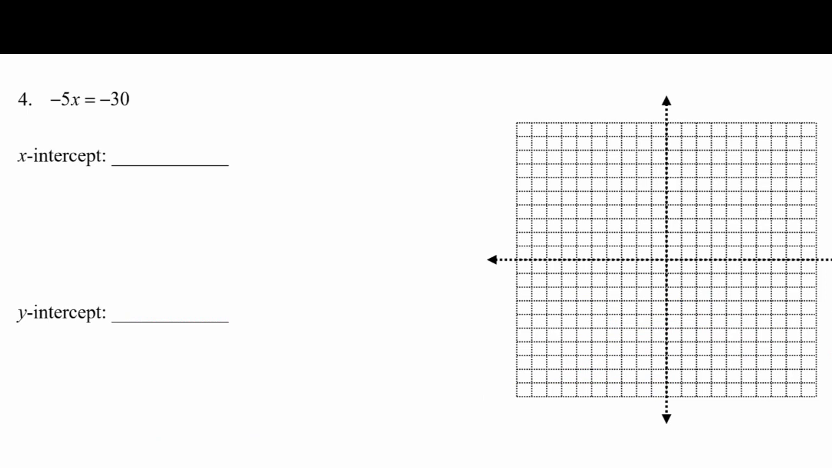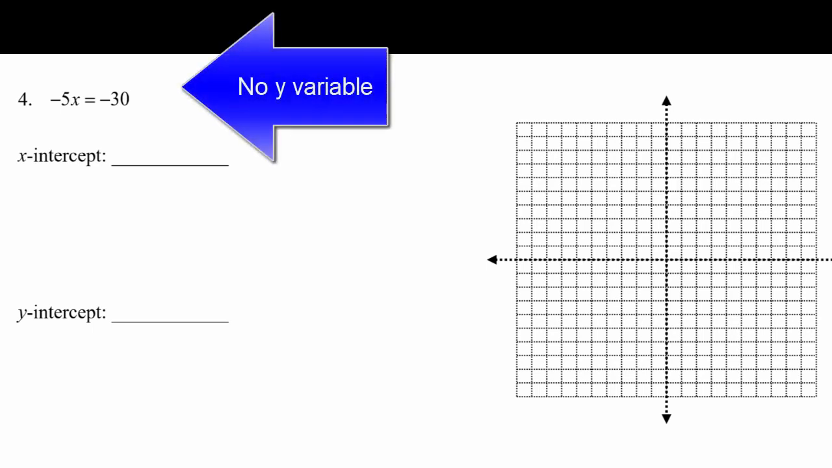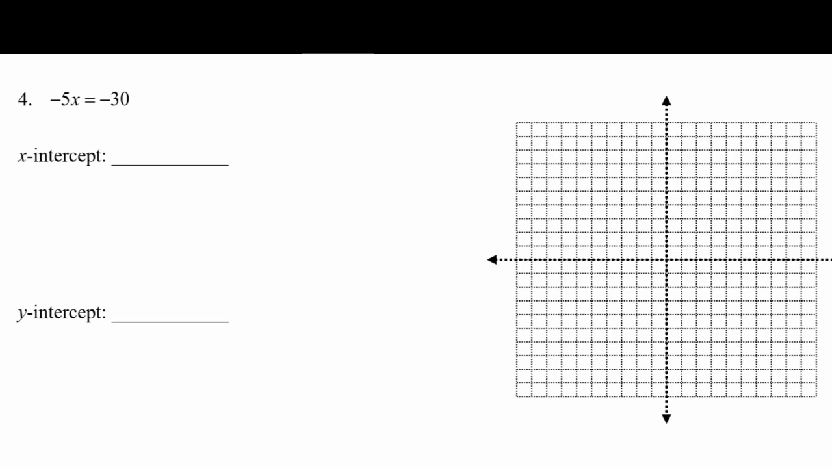Okay, so look at this example. Example number 4 says negative 5x equals negative 30. Do you notice that we have no y variable in this equation? Yeah, so this is an example of a vertical line. The first thing I want to do is divide both sides by negative 5 because I want to put this equation in the form x equals a number. It happens to be that x equals 6.